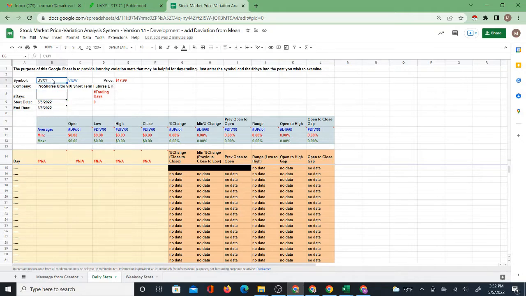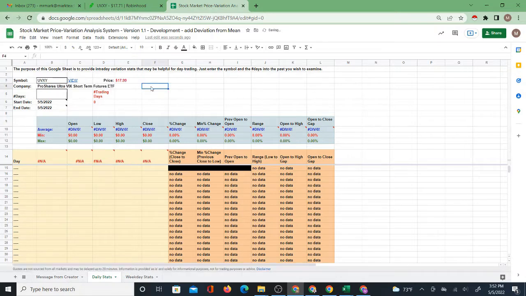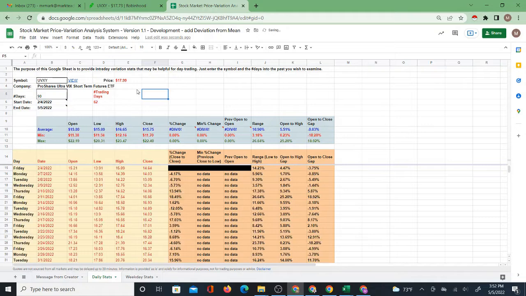Now, the first thing is you type in the actual symbol. So the Google Sheet will pull data once you type a symbol. The symbol for this particular index is UVXY. And once you put UVXY in, you also have to put in the number of days that you want to go in the past. So if I'm looking at the past 3 months, for instance, that's 90 days.